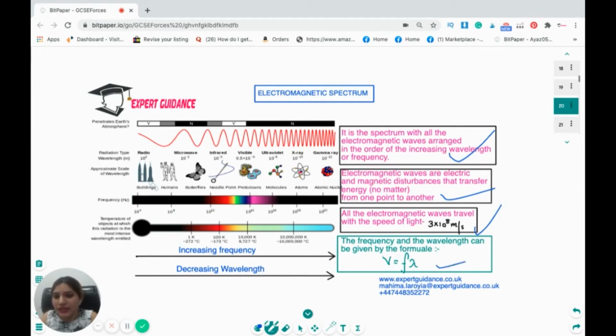Now, it starts with the radio waves, microwaves, infrared, visible, ultraviolet, X-rays, and gamma rays. To remember, radio waves travel a greater distance. You can see the radio station is in one city, and you can even hear radios from one country to another. So radio waves have the highest wavelength. From radio to gamma, the wavelength decreases, and wavelength and frequency have an inverse relationship. So from radio to gamma, as the wavelength decreases, the frequency increases.